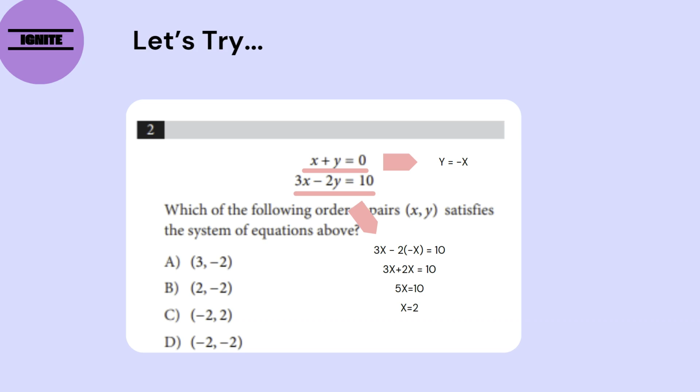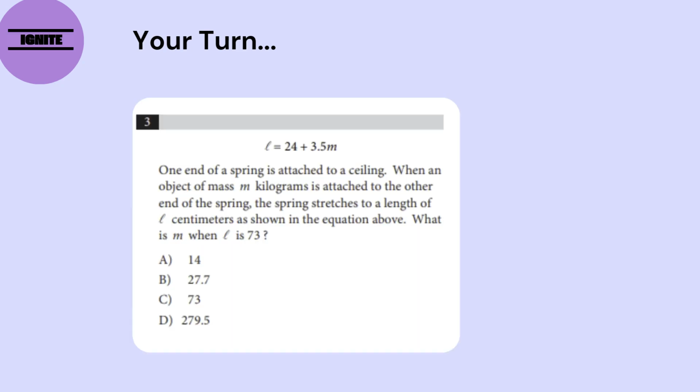Now, let's look at these answer choices before we continue. Which answers have x equals 2 as the x value? There's only one out of these answer choices, and that's answer choice B. Therefore, that has to be the correct answer. Now that we've gone over a linear solutions question, how about you guys try?